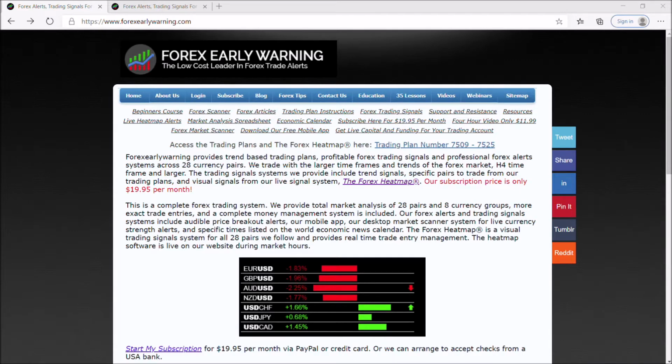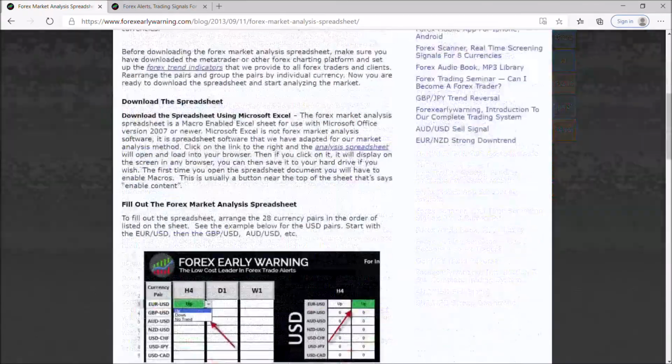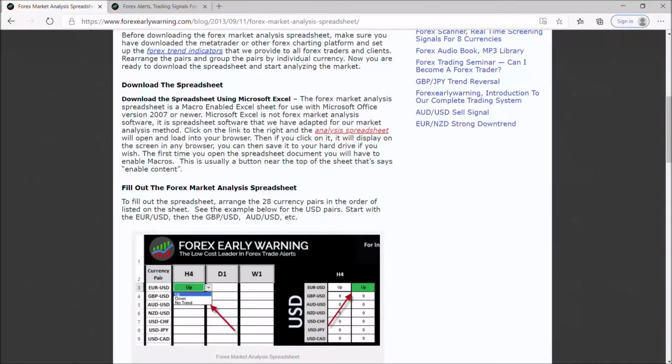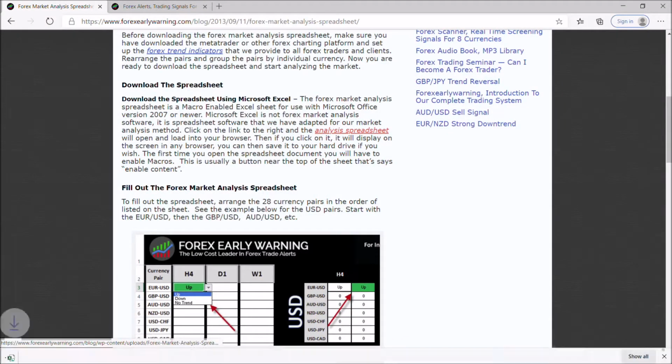So to download the spreadsheet, go to ForexEarlyWarning.com, find the link that says Market Analysis Spreadsheet, click on that. Scroll down to where it says Download the Spreadsheet, click on the Analysis Spreadsheet link, and it will automatically download. This is an Excel file, and you will need to make sure you have Excel in order to use this document.